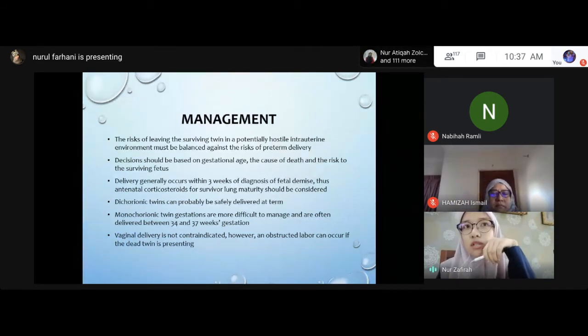However, if the mother wants to do a vaginal delivery, it is not contraindicated. However, it becomes contraindicated when there is obstructed labor, if the dead twin is presenting or the dead twin obstructs the vaginal delivery. So that's it for the second question.